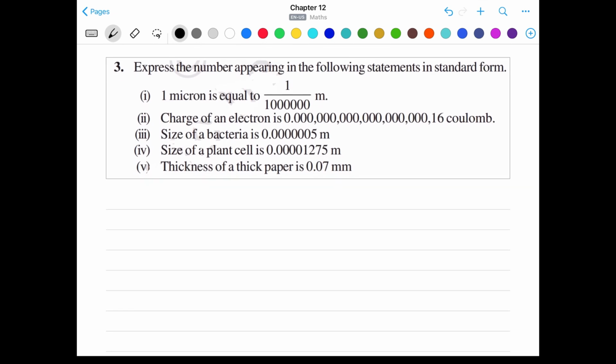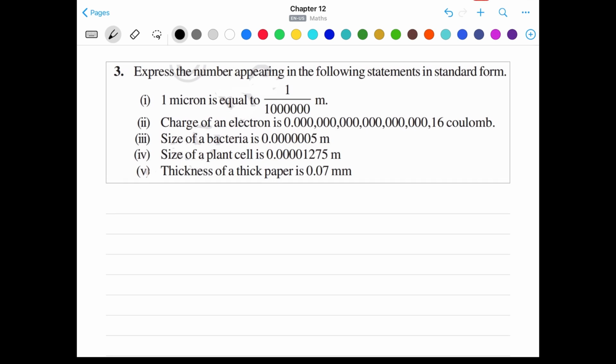Number in the usual form. Now moving ahead to the next question. Question number 3 is: express the numbers appearing in the following statement in standard form. So we are given certain statements having a number, and we have to convert this number into the standard form. Let's start with the first one, answer number 3, part 1.